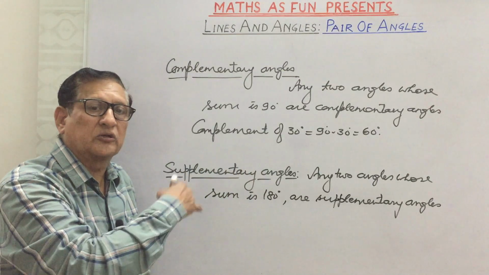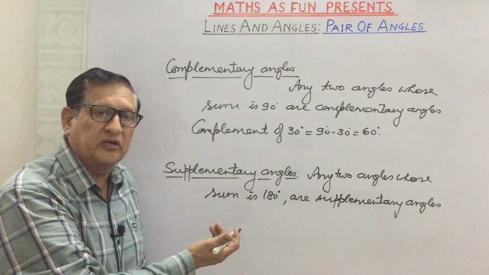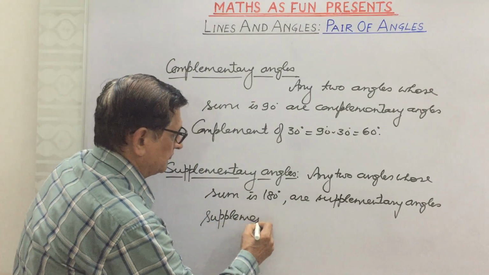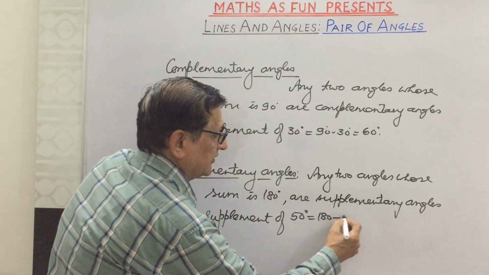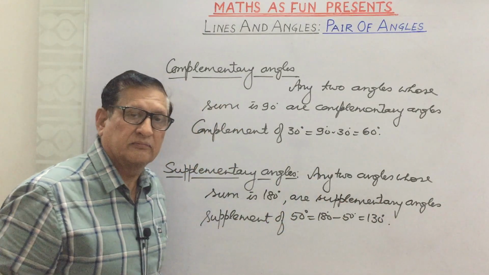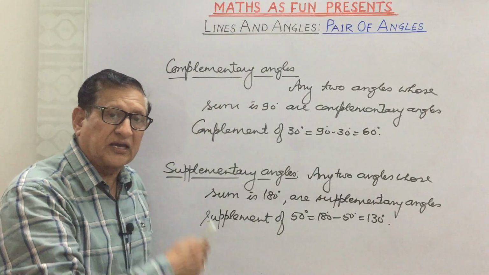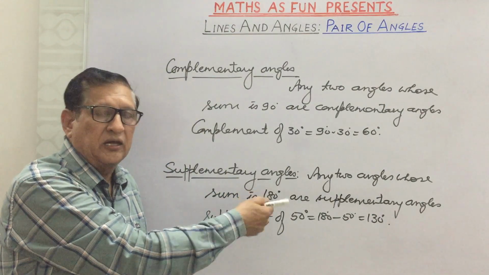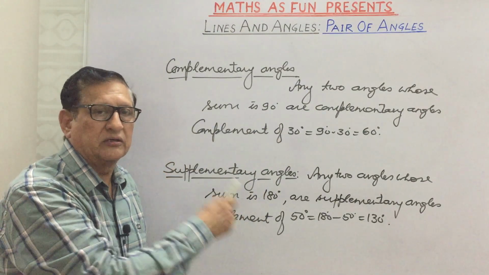So in case we want to find out the supplementary angle of 50 degrees, or the supplement of 50 degrees, then we can say the supplement of an angle of 50 degrees will be 180 minus 50, that is 130 degrees. So we can say that complementary angles are those which have a sum of 90 degrees, supplementary are those two angles whose sum is 180 degrees.